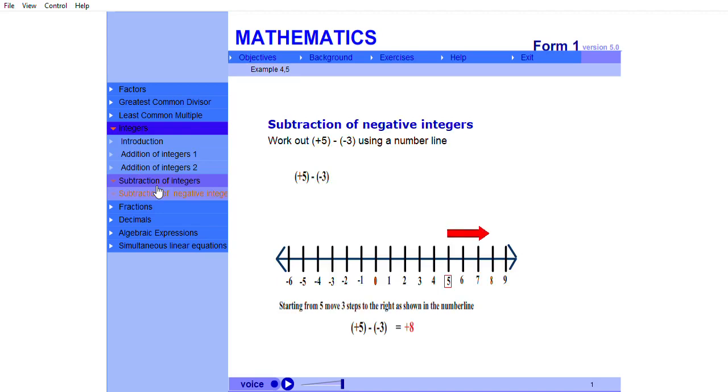D. Work out (+5) minus (-3). Starting from 5, move 3 steps to the right as shown on the number line. (+5) minus (-3) is equal to +8.